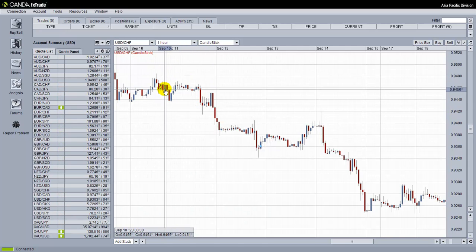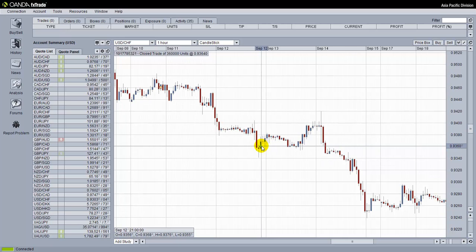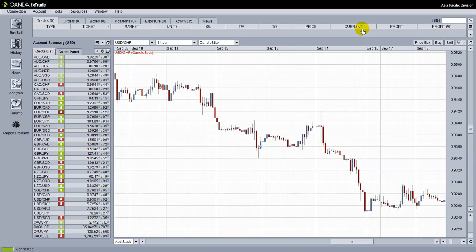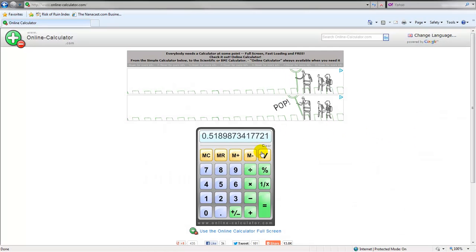So 29 pips at risk, and then guess where it got out at? The trade ended up getting out right here where this blue triangle is, and that was closed at 93.64. So from 57 to 64, that is 93 pips. So a risk of 29 pips, but an overall gain of 93. Let's do that in here and calculate the R.